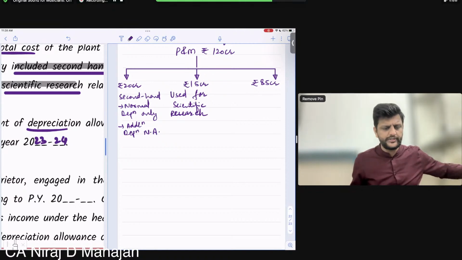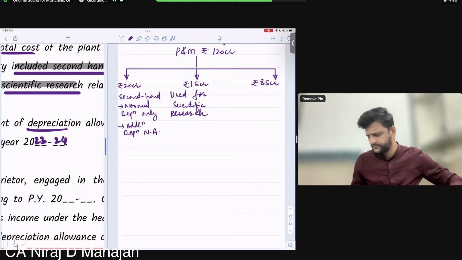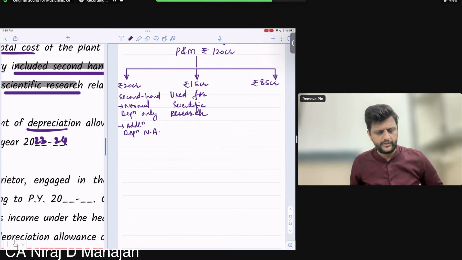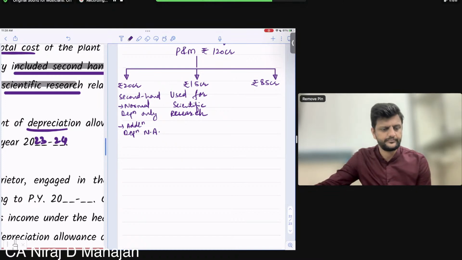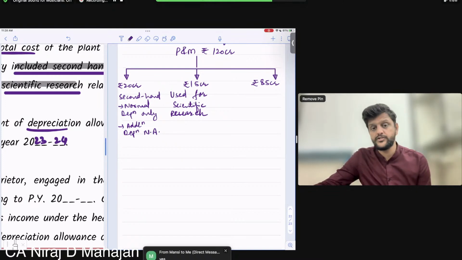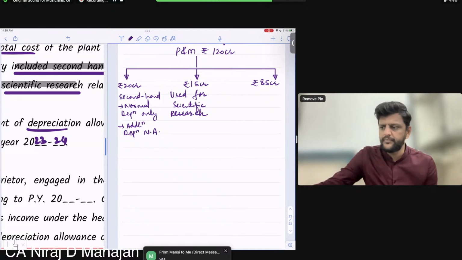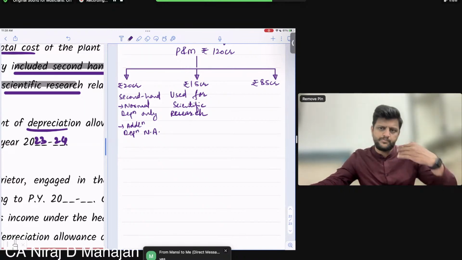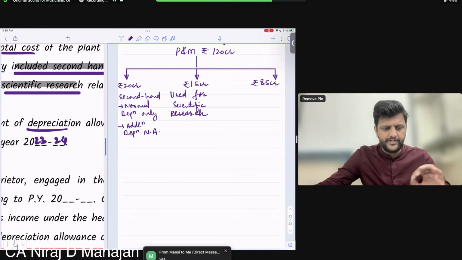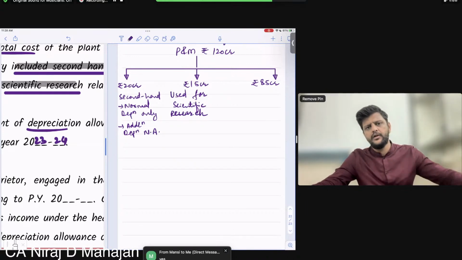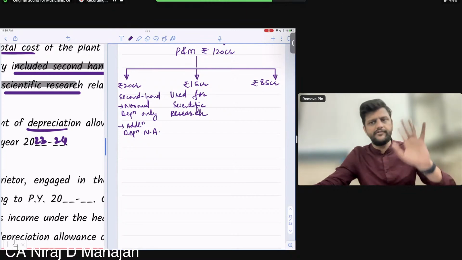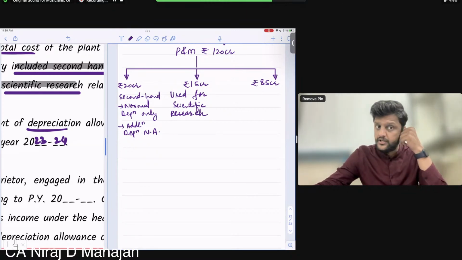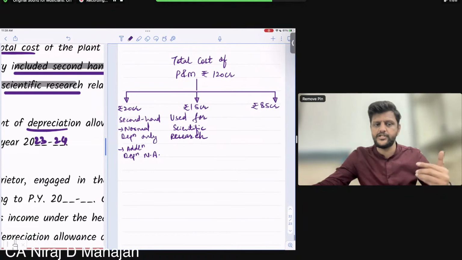Now tell me, children, what do you think overall as an economy or country? Is scientific research encouraged or not? Encouraged. So here obviously the government or income tax department wants you to spend on R&D, research and development. For that you will require machinery. So you are encouraged to spend on R&D, that is scientific research. R&D means scientific research. So here there are certain sections which we will see.